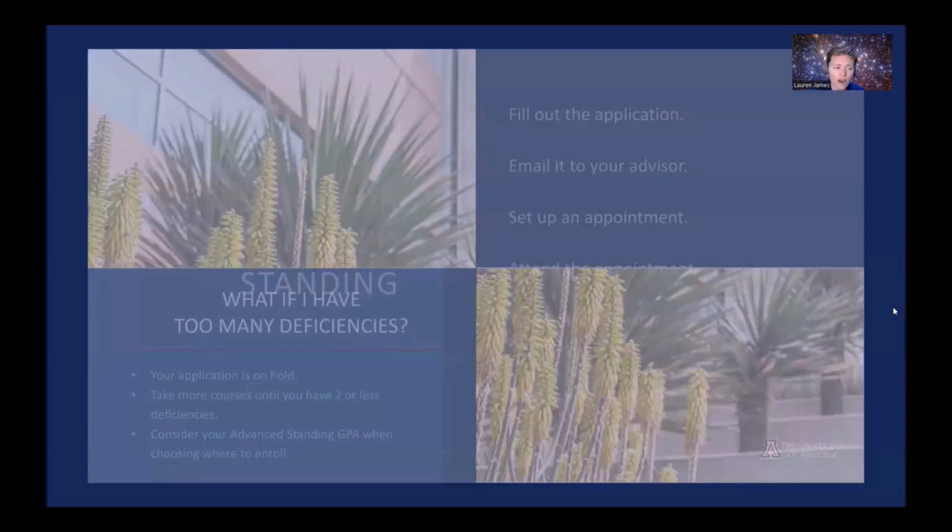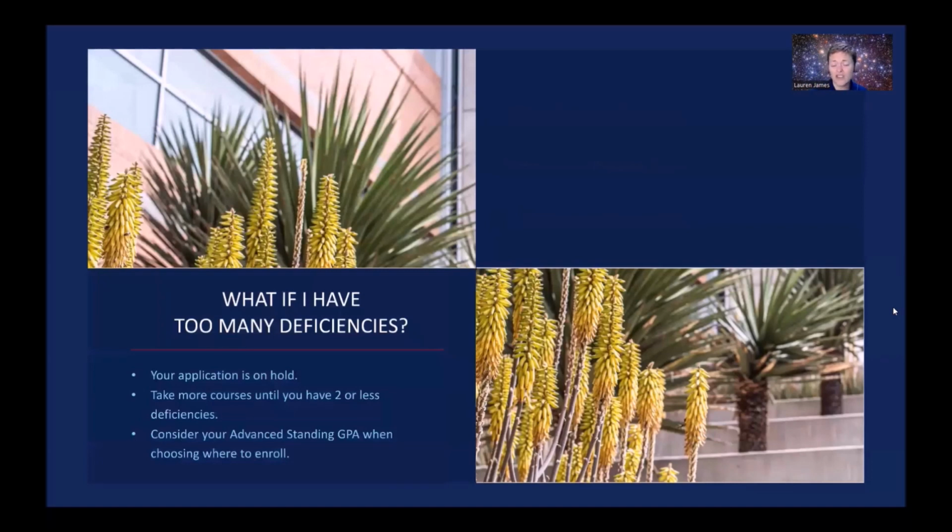Okay, so what if we go through this process and we find out that you have too many deficiencies? You have more than 2 deficiencies. Well, your application is on hold. We're going to put it on hold until you've taken more classes. So you're going to have to take more courses until you have 2 or less deficiencies. Some students will take the courses over the summer, and that'll reduce the deficiencies that they have. And then you can resubmit your advanced standing application as soon as you've received your grades for those classes, and then we can get it processed. You can send us a screenshot of your grade, and then later you can make sure that the transcripts get sent over so that it's official.